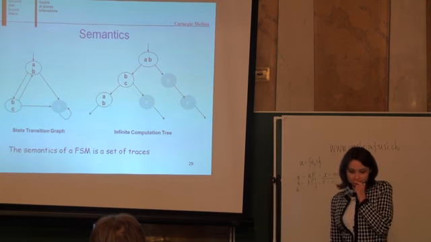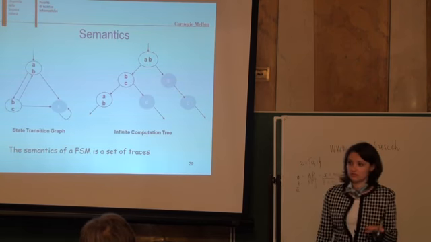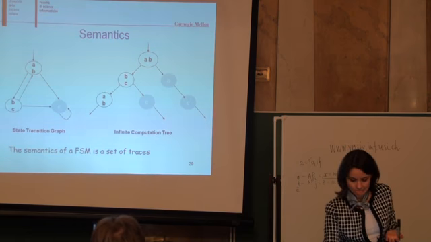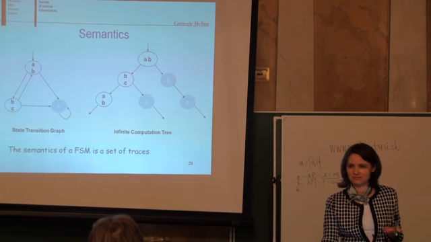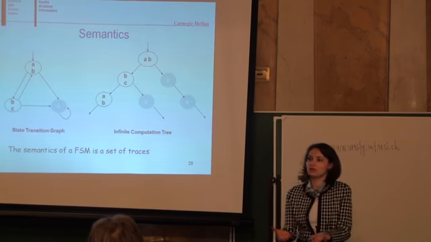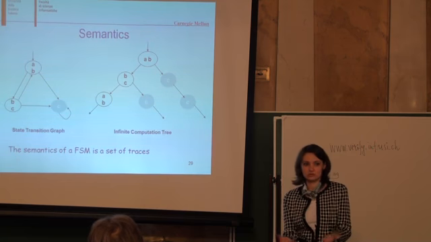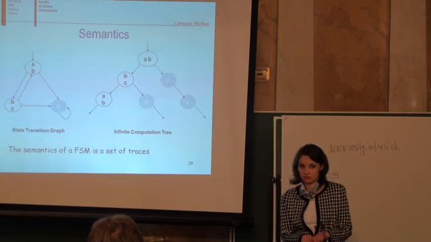So, as I said, the semantics is defined by a set of traces. So what is semantics? What does it mean? Meaning, right. So whatever my program does, the meaning of what it's supposed to do is going to be defined by the language of the state machine.